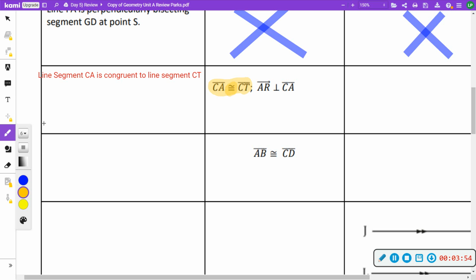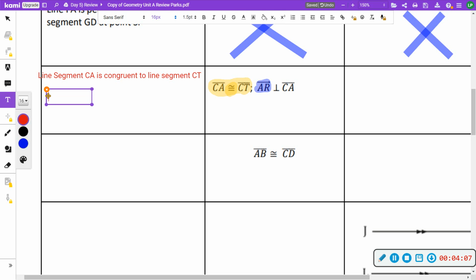Remember, this means congruent. Now right here, this part, notice how the arrow only goes in one direction, so we call that a ray. So this is ray AR. And this symbol right here, that means perpendicular. So ray AR is perpendicular to, and again, this is line segment CA. So I described this in words.